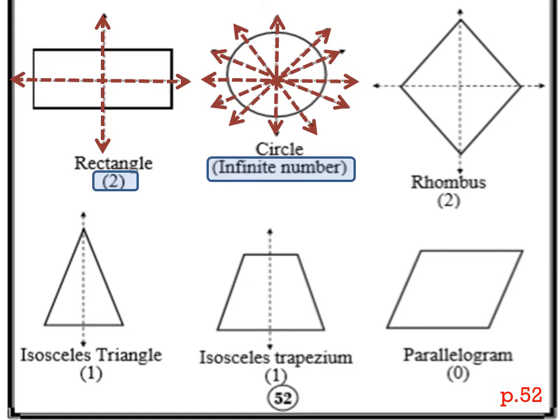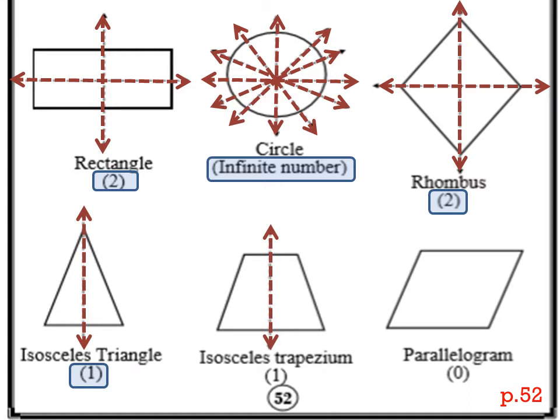And here in the rhombus we can divide it using 2 lines of symmetry. So we have one like this and another line like this. So in the rhombus we have only 2 lines of symmetry. In the isosceles triangle we have only 1 line of symmetry, so we can divide it like this only. In the isosceles trapezium we can divide it into 2 equal halves like this. Do we have another line? No. So in the isosceles trapezium we have only 1 line of symmetry.